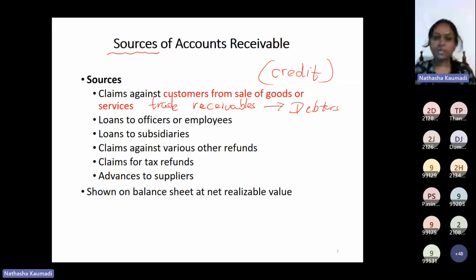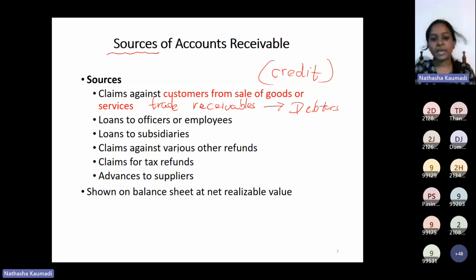You call it staff loans. And then loans to subsidiaries. If the company has subsidiaries, companies can give loans. Those can be related party transactions. You call them related party transactions. So loans are there. Those are also accounts receivables.